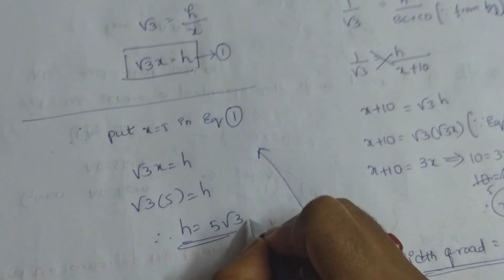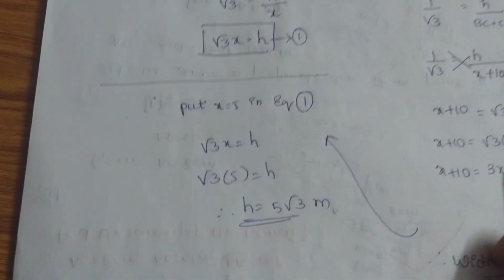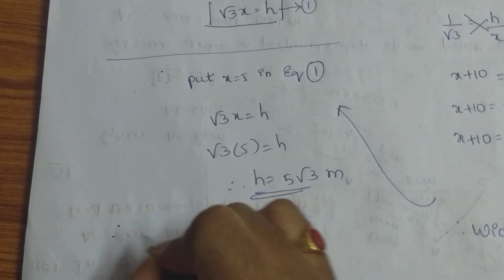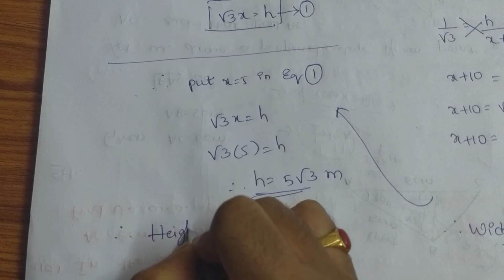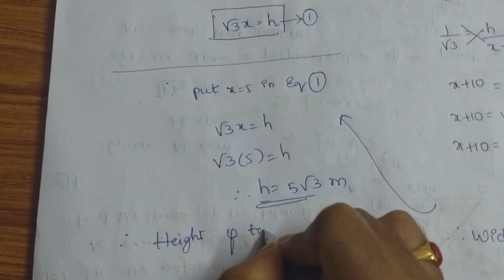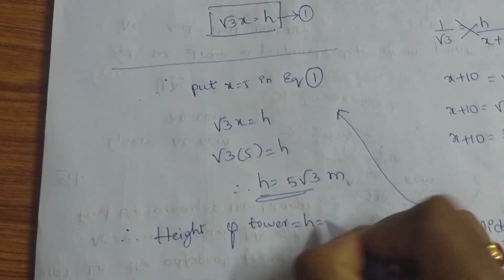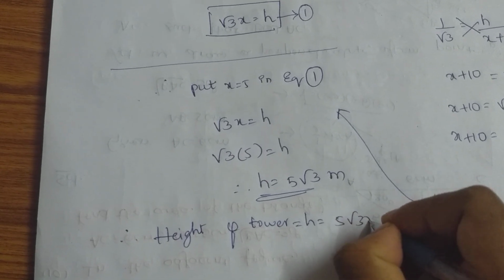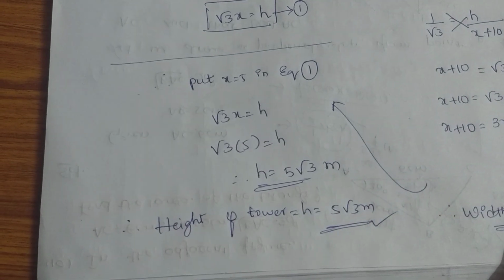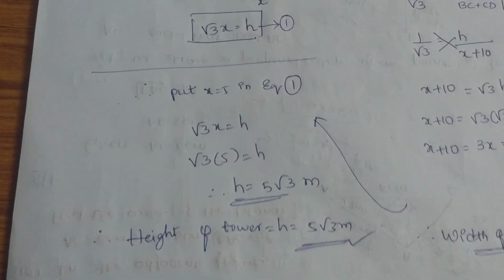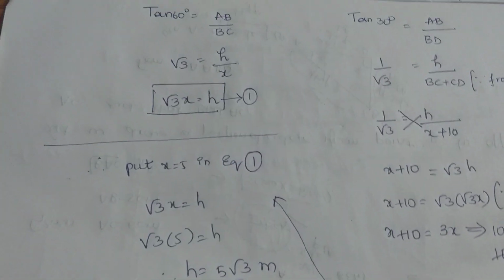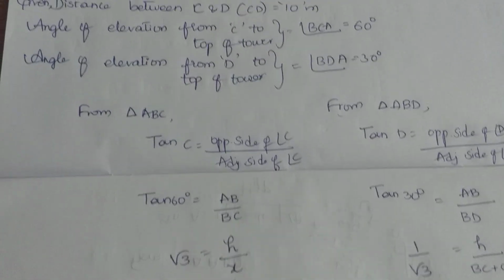What is this h? It's nothing but the height of the tower. You have to mention the units also. Therefore, height of tower equals h equals 5 root 3 meters. Clear? So this is the solution for question number 1. It's very easy once you understand the concept.